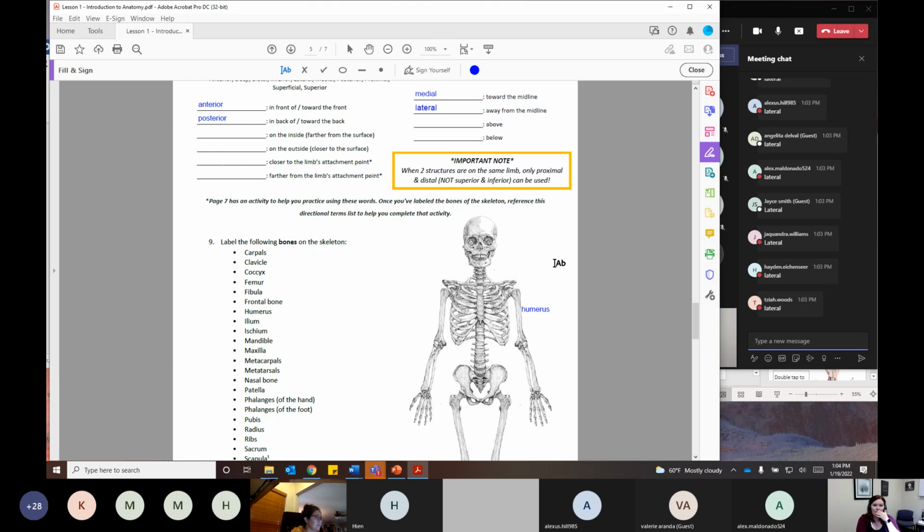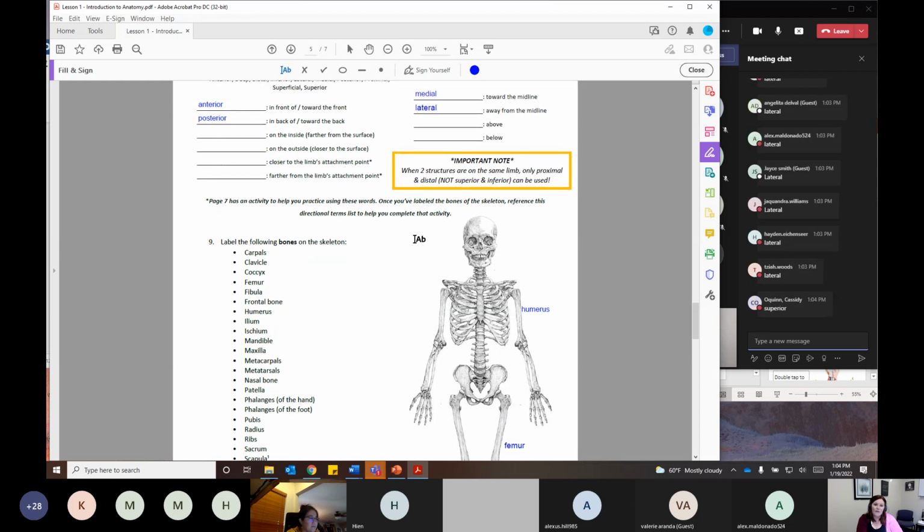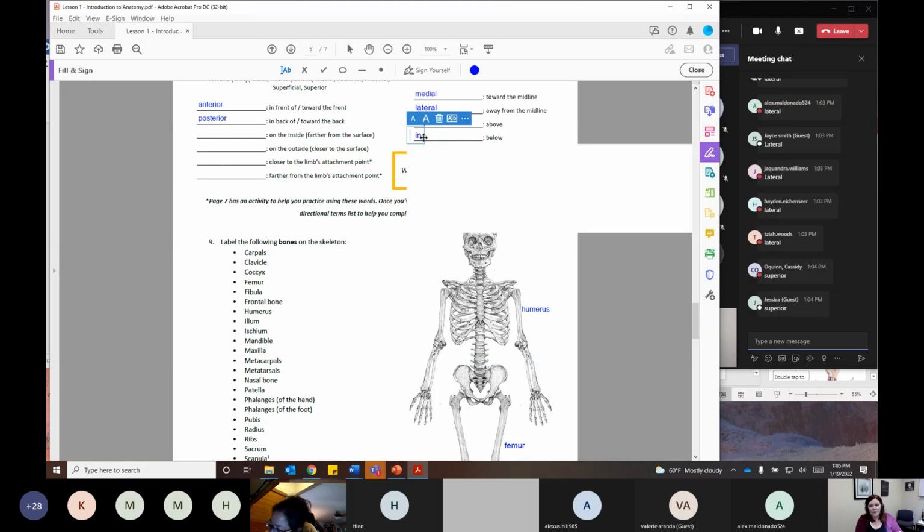Let's compare the humerus that we just worked on to this big bone that we have here in your thigh. The big bone here in your thigh is called the femur. When I'm comparing the humerus to the femur, now the most obvious comparison is that the humerus is above the femur. The femur is down lower. So let's talk about our next set of directional terms, and that's above and below. When we talk about above and below, our words are superior and inferior.